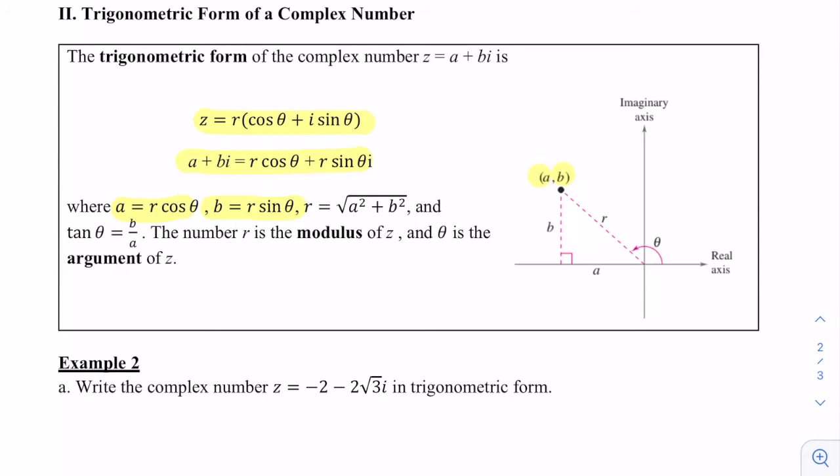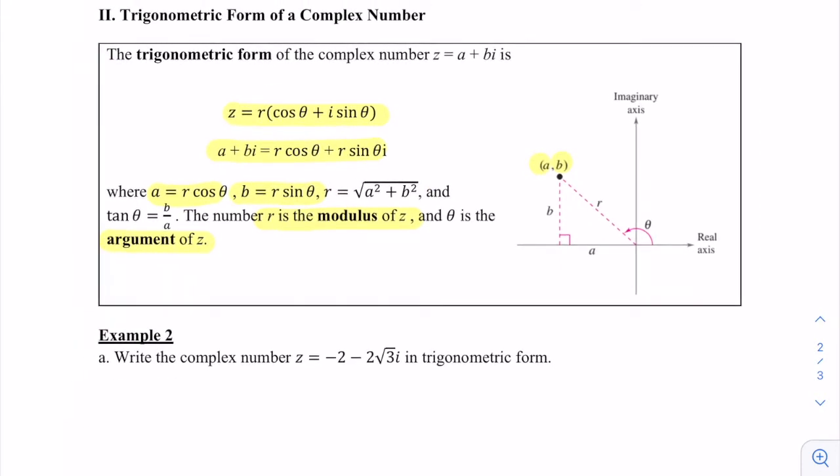Remember, the r again is the modulus, and the theta, the angle, is the argument. That's like the old term of argument. And we can write the angle in degrees or radians.